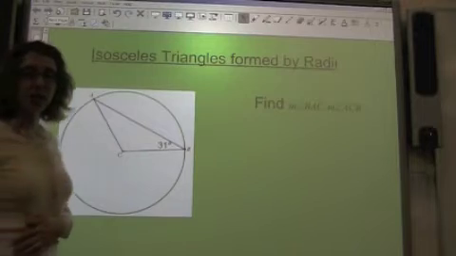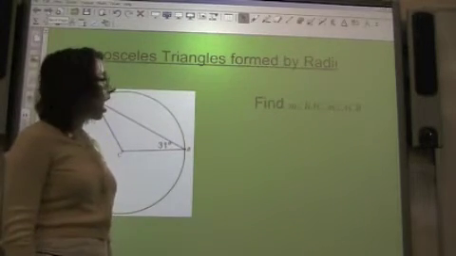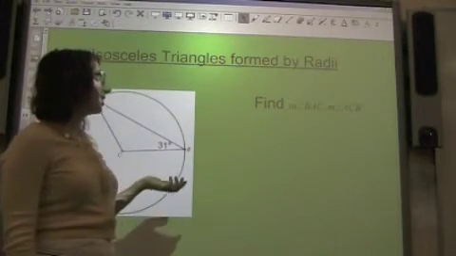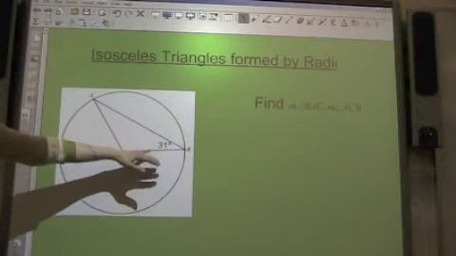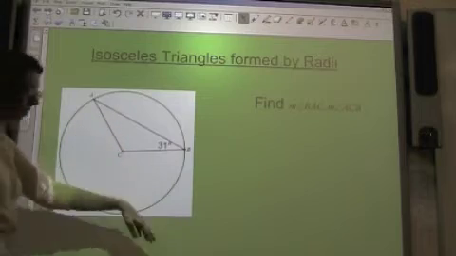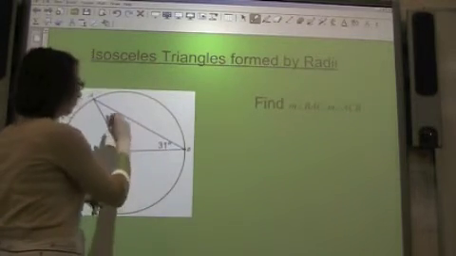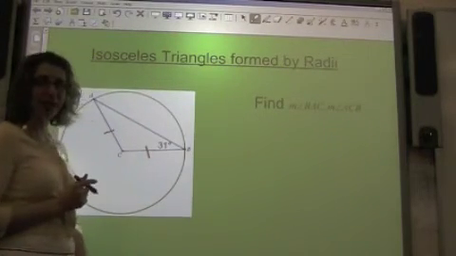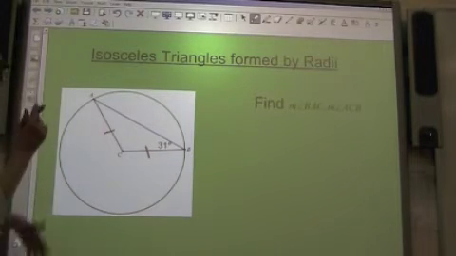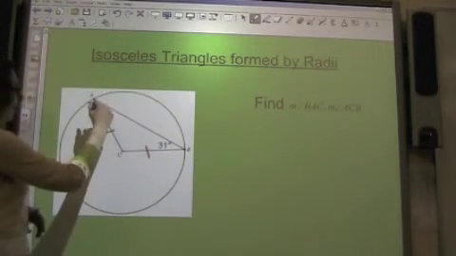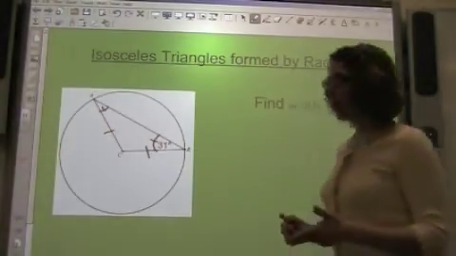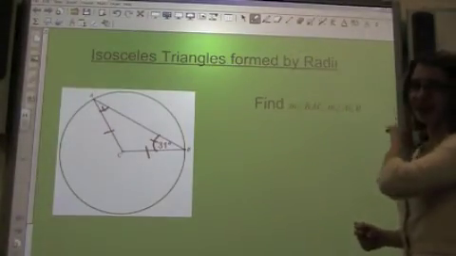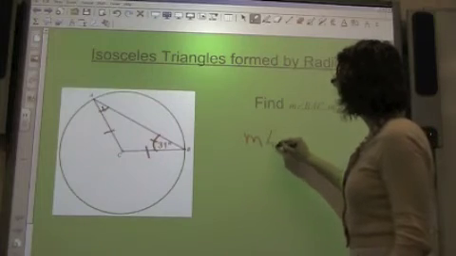One more thing we're going to do is review isosceles triangles formed by the radii. So here we have circle C, and segments CB and AC are both radii. That means they're congruent, and we have an isosceles triangle. So then what we're going to do is look at the measure of angle A. It's also 31 degrees because the base angles of an isosceles triangle are congruent.